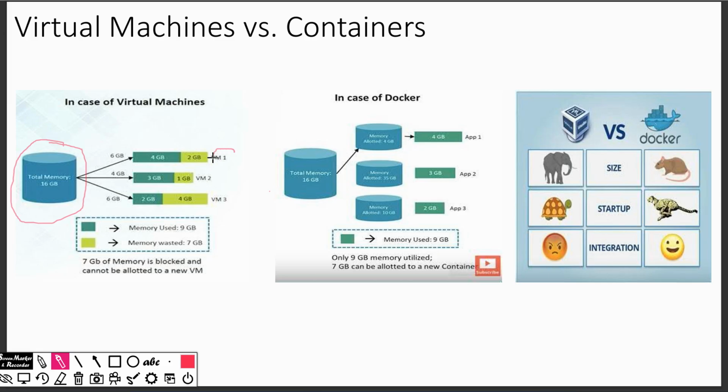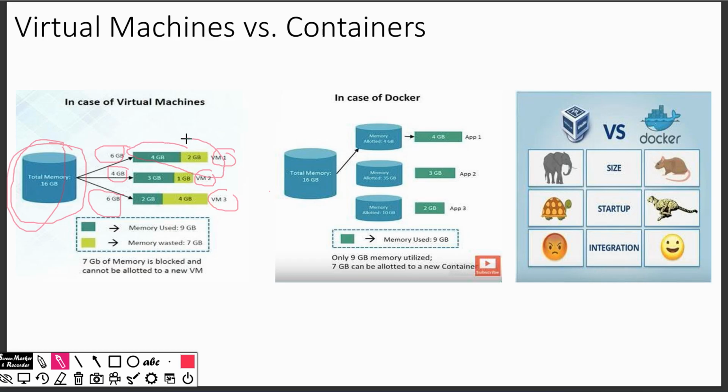Suppose I have created VM1, VM2, VM3 on top of this server. Here I have allocated 6 GB of RAM to VM1, 4 GB of RAM to VM2, and 6 GB of RAM to VM3. Total 16 GB. If I allocate the 6 GB of RAM to VM1, what will happen? 6 GB has been successfully allocated to this VM only, dedicatedly.